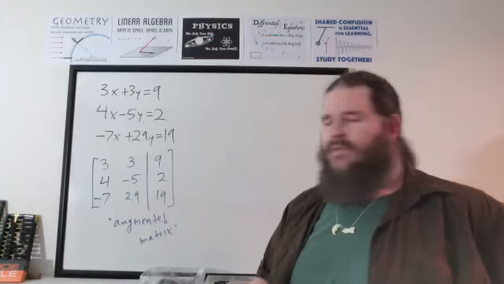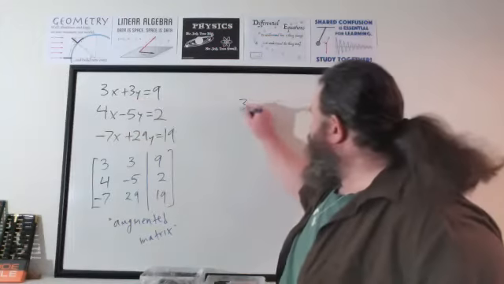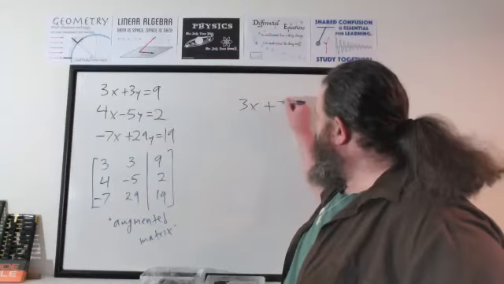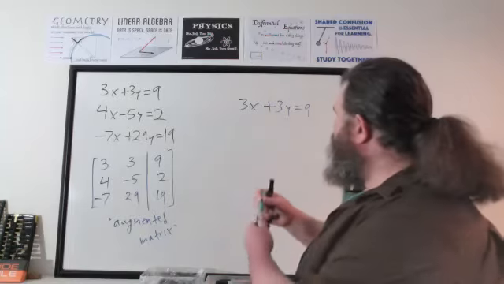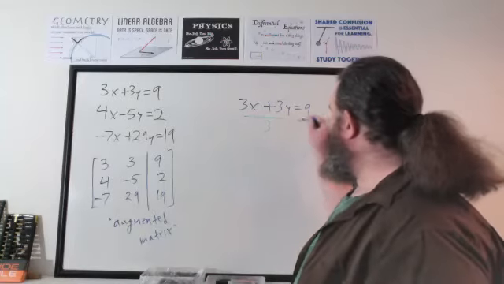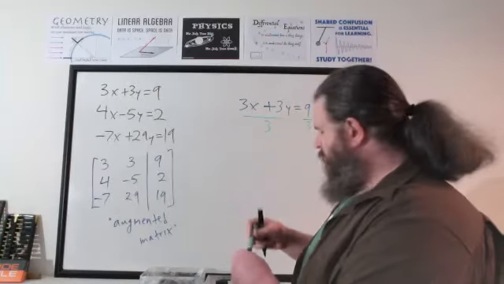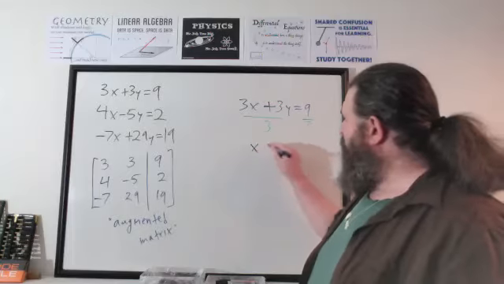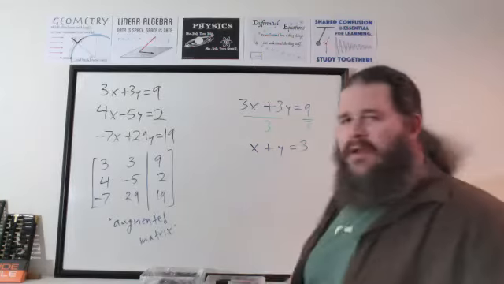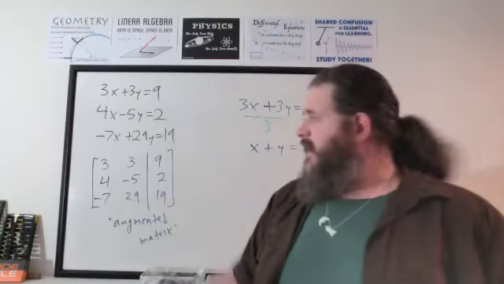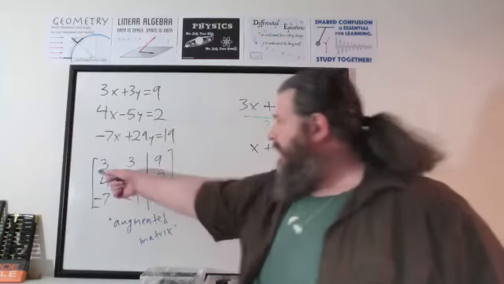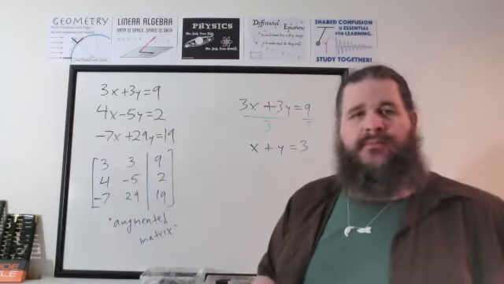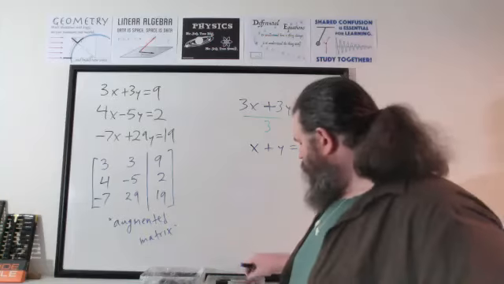Divide by 3. Yeah, we could just take 3x plus 3y equals 9 and divide both sides by 3. And we'd end up with an equivalent equation, x plus y equals 3. And we can do the same sort of thing in matrix format. The equivalent of this would be multiplying or dividing everything in an entire row by some constant. So we can do that here.